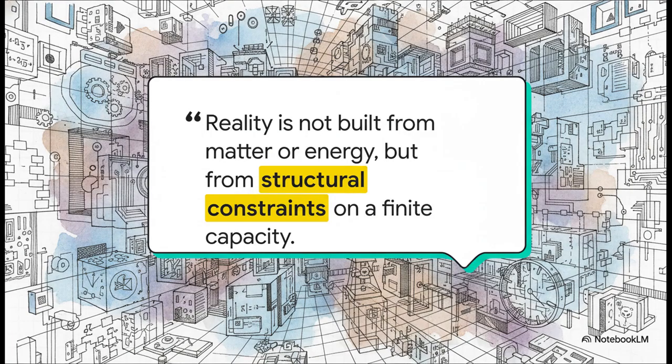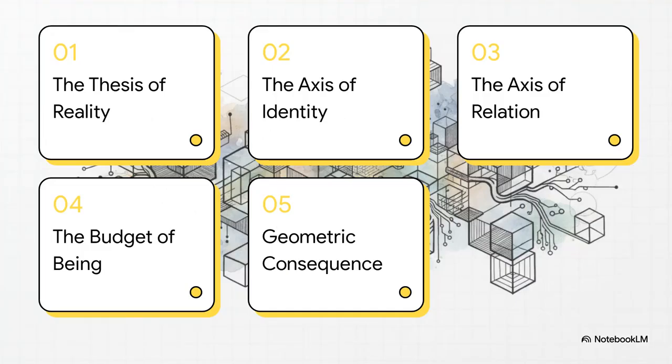It posits that everything we observe and measure, the entire empirical world, is the consequence of a deeper, inescapable logic, a framework of structural constraints that dictates what is possible. We will deconstruct this concept in 5 logical stages. First, the thesis of reality. Second, the axis of identity. Third, the axis of relation. Fourth, the governing law, which we will call the budget of being. And finally, the geometric consequences that arise from this framework.